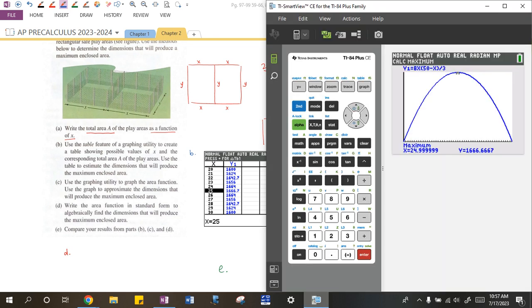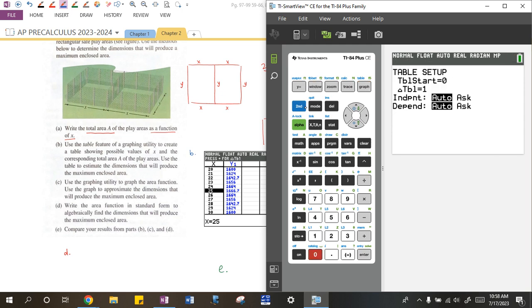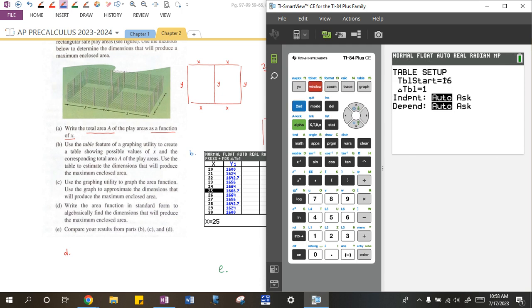If you go to table, I want to remind you of this. Second graph will take you to a table. Now mine's in the 20s because I did these problems before, but if you're back here at 0, and you don't want to scroll all the way down to 25, it's going to be halfway between 0 and 50. You can go to second window and tell the table where to start.